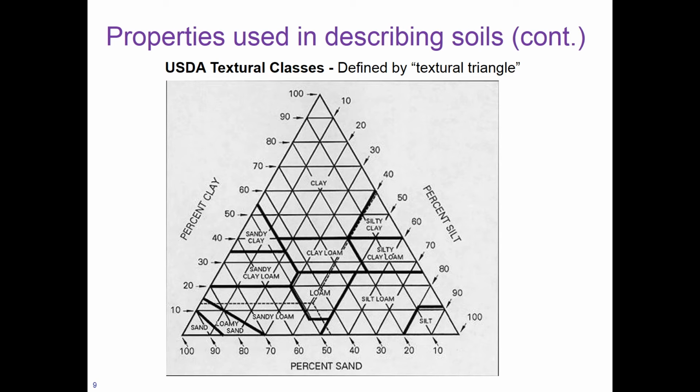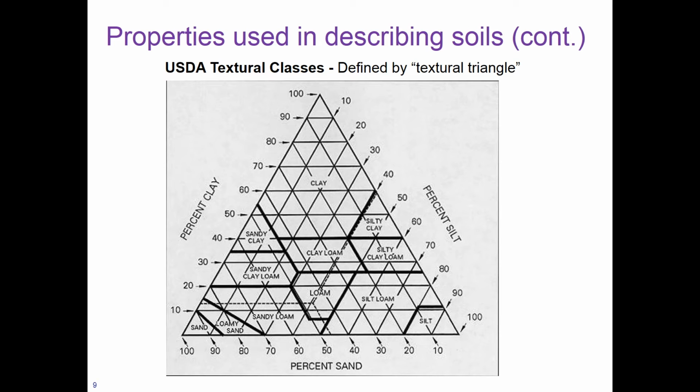Textural classes have been developed based on the percent sand, silt, and clay. The classes are defined by this triangular chart, or the textural triangle, as it's called. If you determine the percent sand, silt, and clay and plot it on this chart, wherever the point falls will determine the textural class.